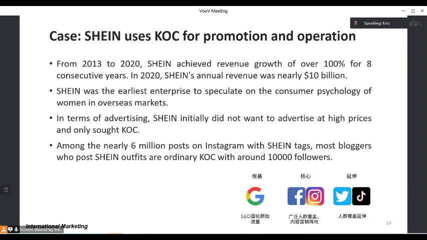And traditionally, we knew that maybe a brand spends much money on Google, YouTube, Facebook, Instagram, okay, and lets these social media platforms promote their product. Okay, this is the traditional way, actually. Shein does not do this.